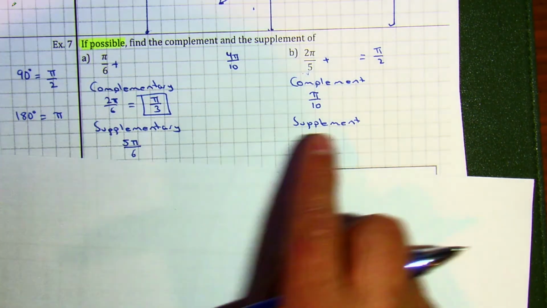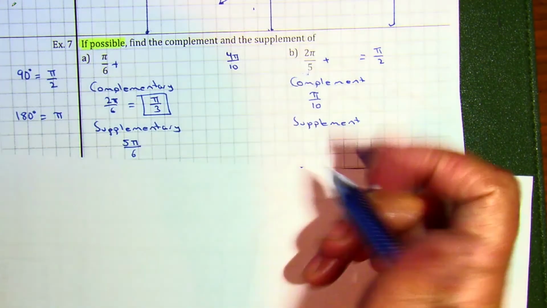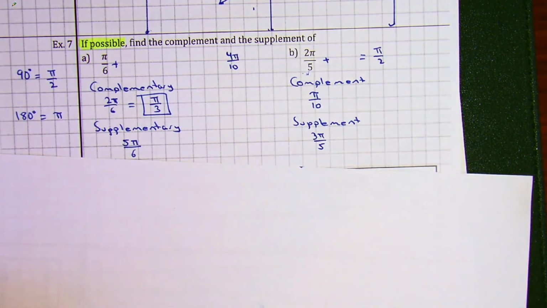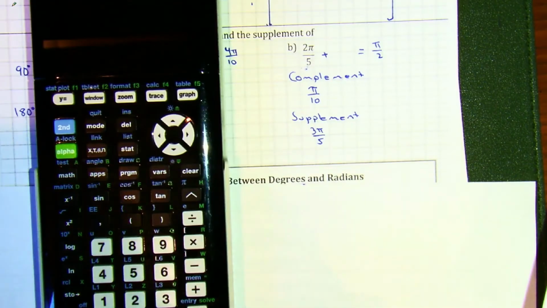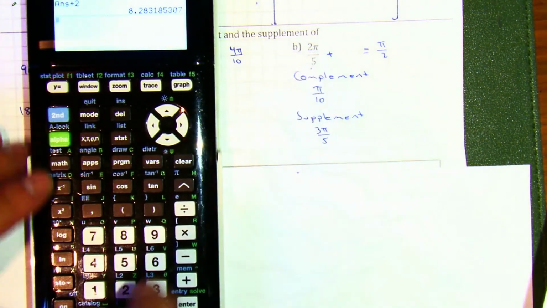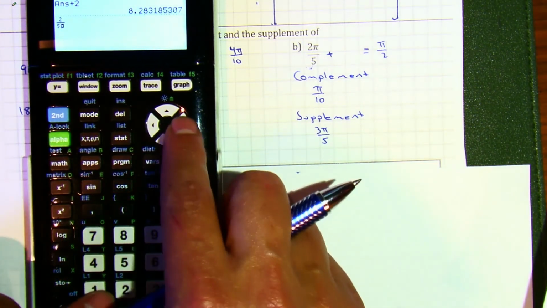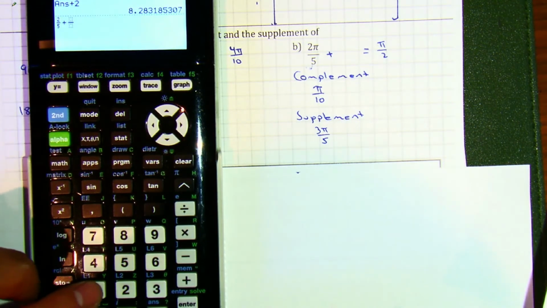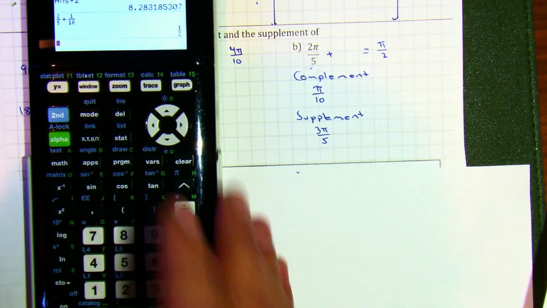The supplement, I need to add to pi, so therefore I'll be needing 3 pi over 5. And if you want to confirm, we know that 2 over 5, I can use my fraction bar, 2 over 5 plus 1 over 10 gives me 1/2, and it does.